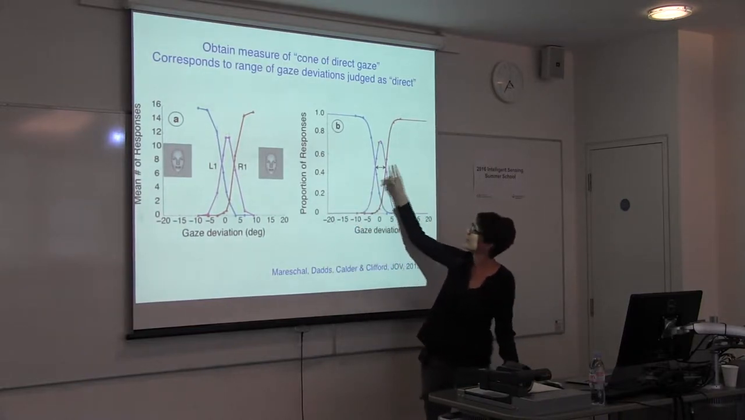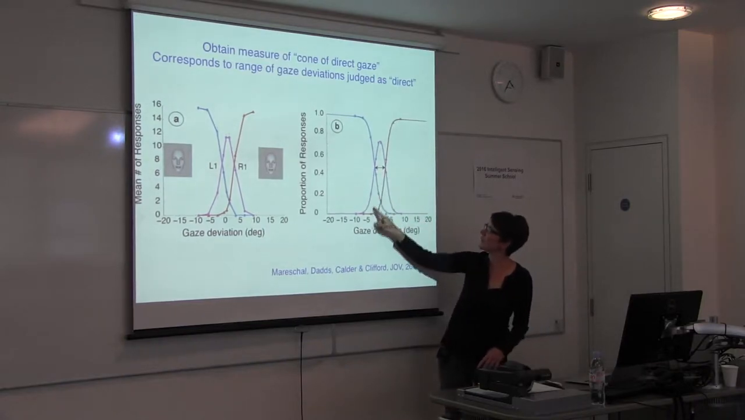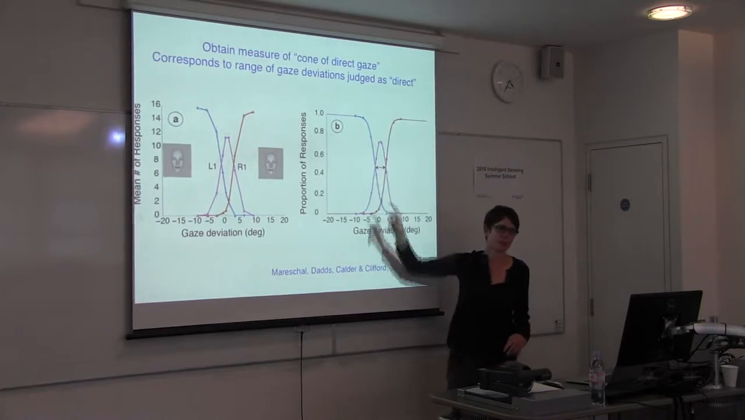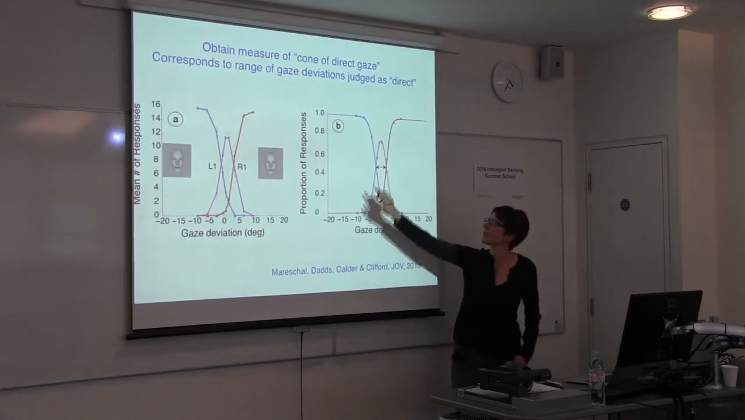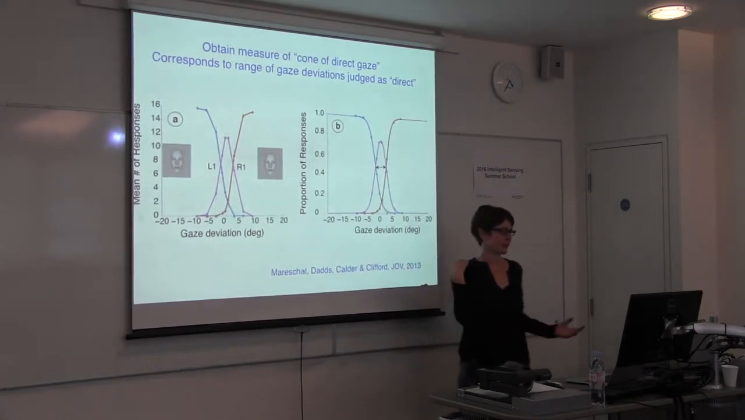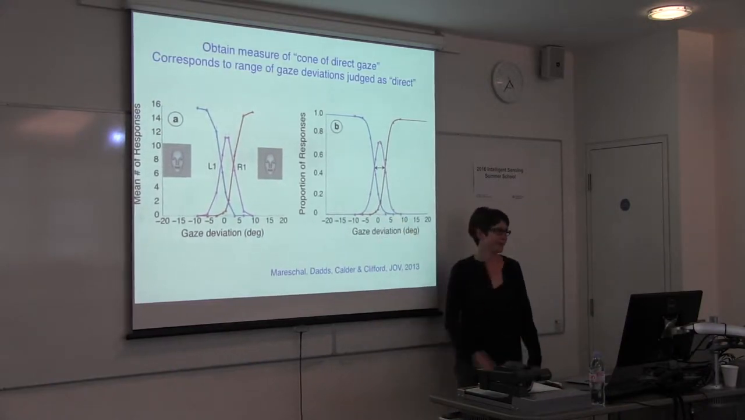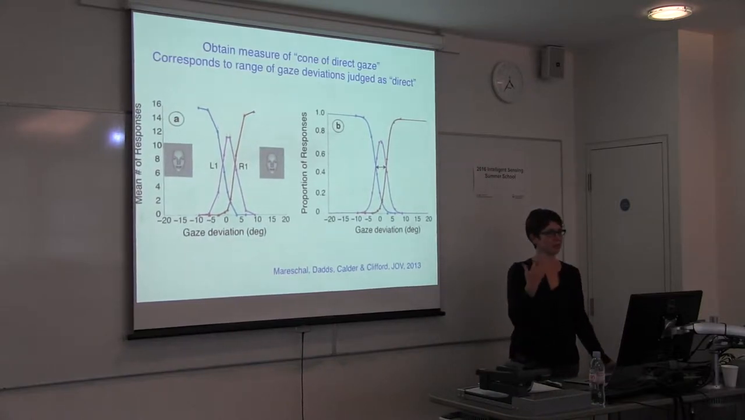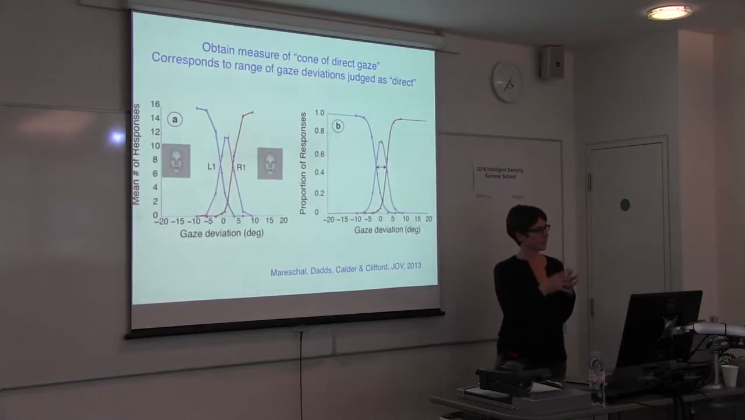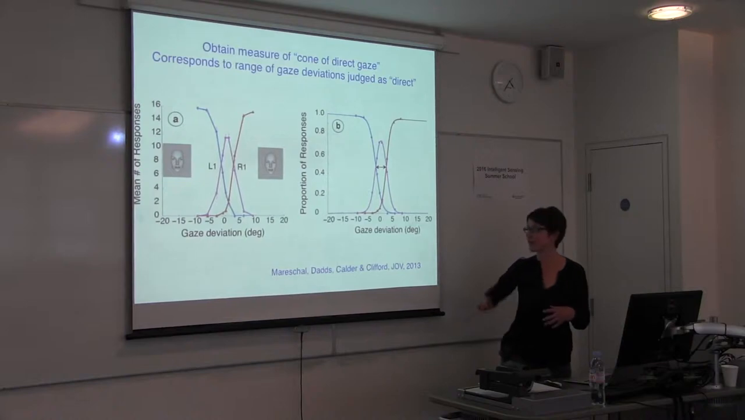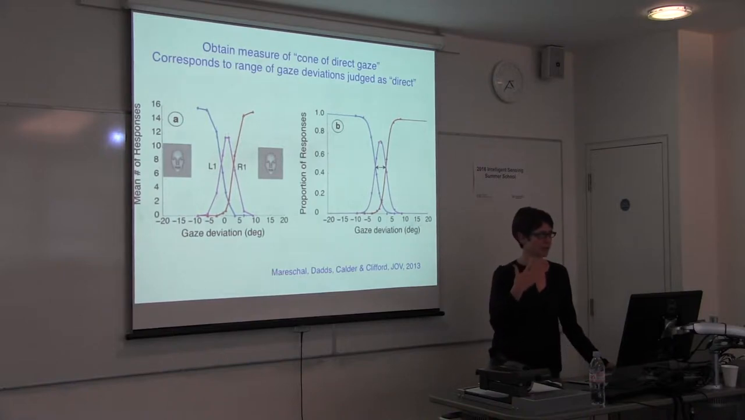And so you can fit functions to these data. And when you do, you can see that there's these two intersection points between what people call direct and what they call either rightwards or leftwards. And the distance here is referred to as the cone of direct gaze. So that simply refers to the range of gaze deviations that people judge to be directed at them. And the only thing I'll say about this is actually, this is quite a broad range of gaze deviations. So we are generally quite liberal in our judgments of whether someone is looking at us or not.